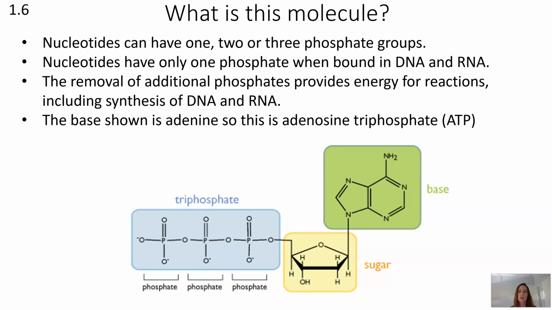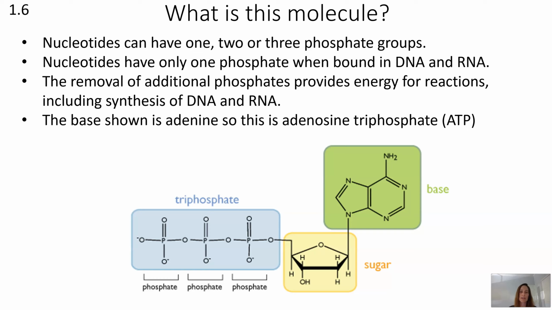So nucleotides have only 1 phosphate when they are bound in DNA and RNA. However, nucleotides can technically have 1, 2, or 3 phosphate groups attached to them. And free-floating nucleotides often have additional phosphates that then will be removed as a part of that combination into DNA. So the removal of additional phosphates provides the energy for reactions. So this includes the synthesis of DNA and RNA. Sometimes, though, that energy is providing energy for different kinds of reactions, not just the synthesis of DNA and RNA.